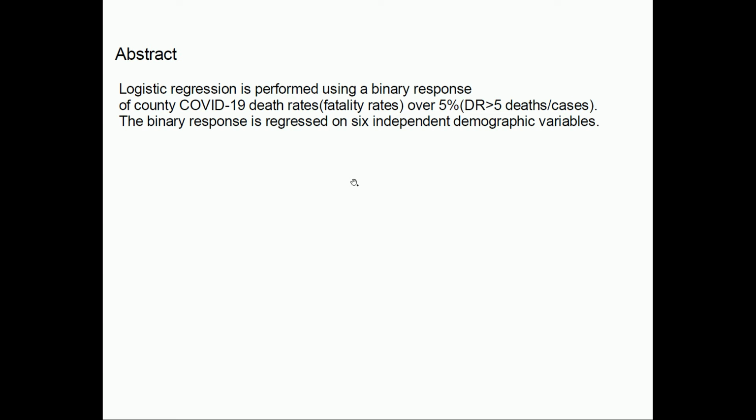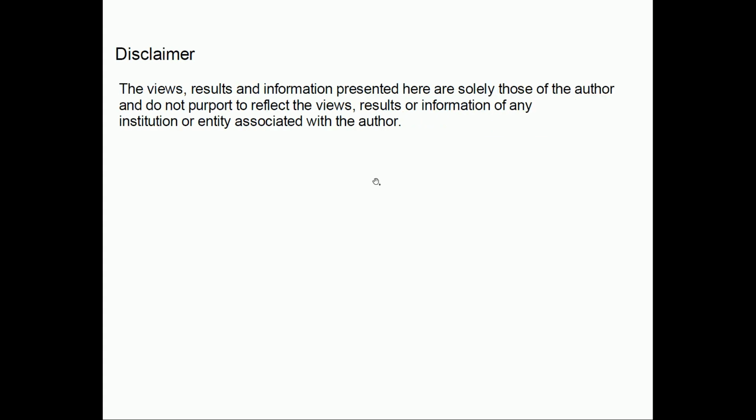A logistic regression is performed using a binary response of COVID-19 death rates, often called fatality rates, over 5%. A county with a death rate over 5% will be given a 1, otherwise 0. We're going to look at the Johns Hopkins deaths versus cases by county. The binary response in the regression will be modeled by 6 independent demographic variables.